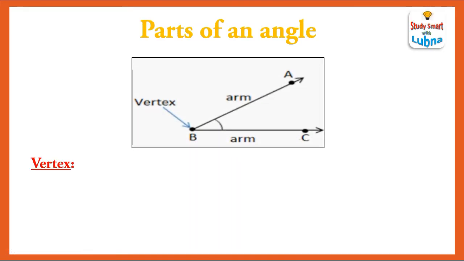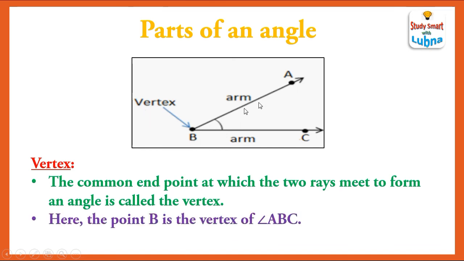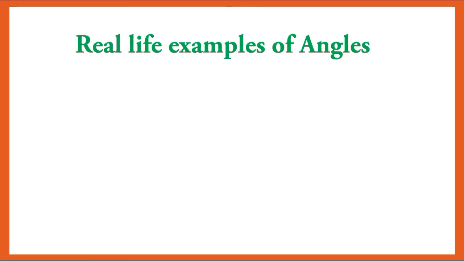The other part of an angle is the vertex. The common end point at which the two rays meet to form an angle is called a vertex. Here you can see the common end point which is B here. This is called the vertex of an angle. So two rays meeting at a common end point which is B, that is called the vertex of an angle. Rays AB and BC are called the arms of an angle, and the common end point is called the vertex of an angle.